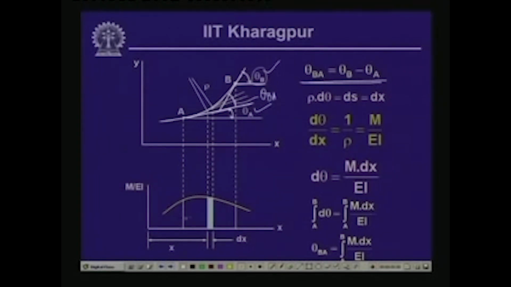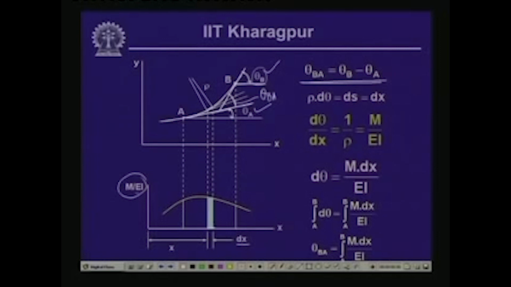Now, this is the part of the bending moment diagram, and let us call this the M by EI diagram. That means the bending moment diagram has been divided by the term EI to obtain the M by EI diagram. Now, on this elastic curve or along the axis of the beam, we choose a small length dx, and on the elastic curve we choose this length as ds.